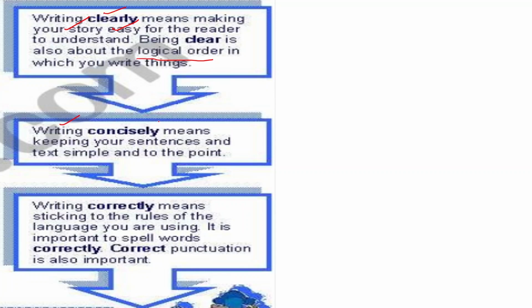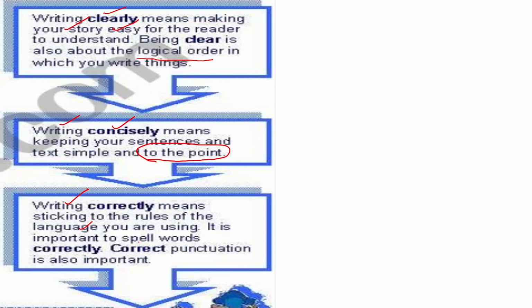Then writing concisely means keeping your sentences and text simple and to the point. To the point is very important. What has happened? You have to concentrate on it and write down those happenings simply and to the point, that is concise writing.